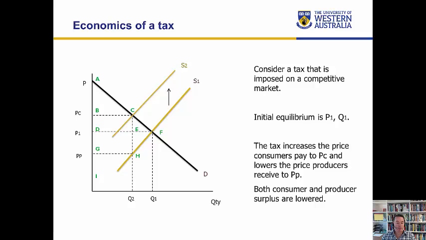So when we actually reduce the output level to Q2 by imposing a tax on this market, there is now no longer any surplus to the right of Q2. All of that surplus that was there is just gone, and that is what we call a deadweight loss.